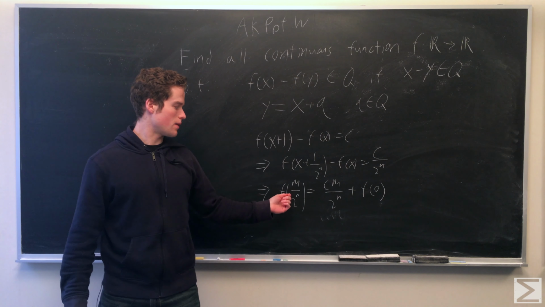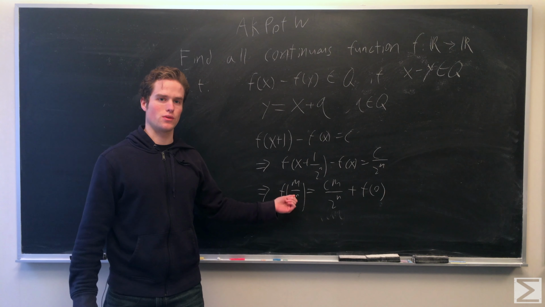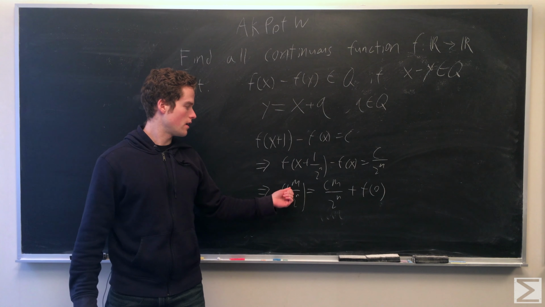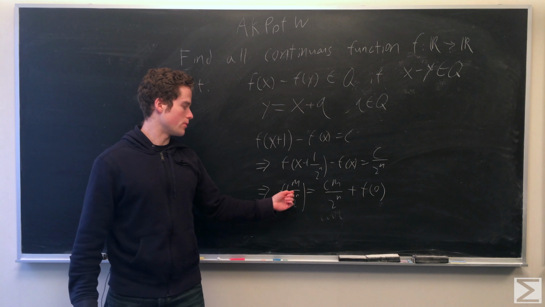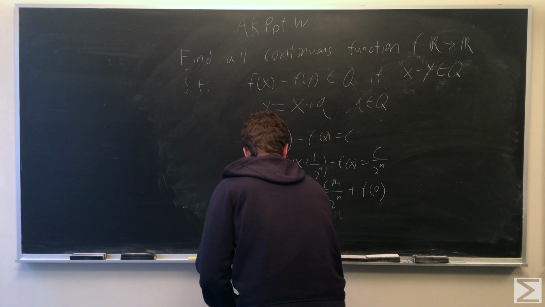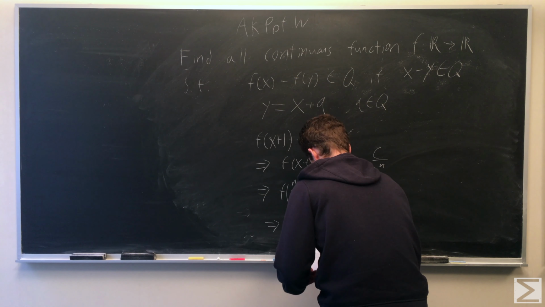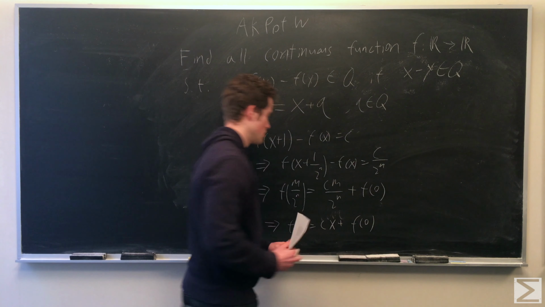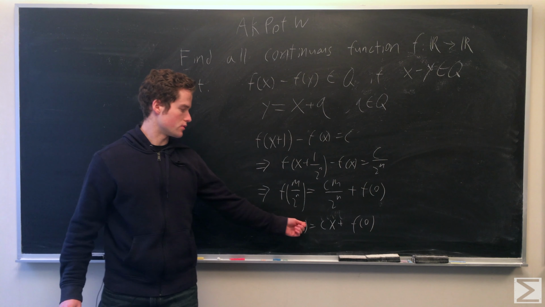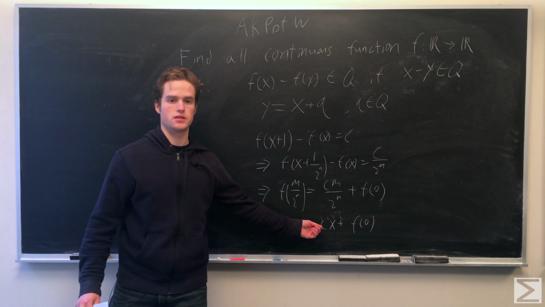And so since m over 2 to the n is dense in the real numbers and f is continuous, we must have in general f of x equals cx plus f of 0, where c is some rational number.